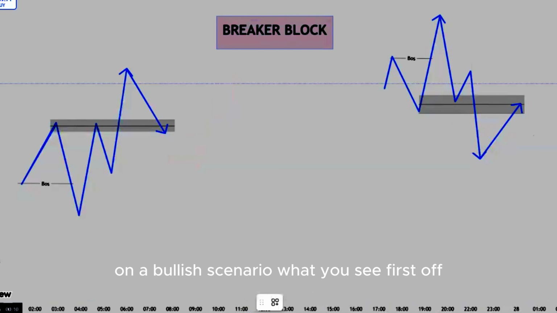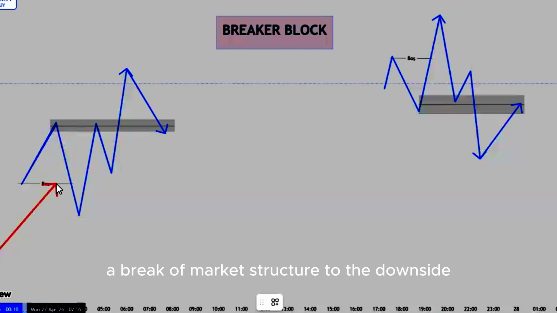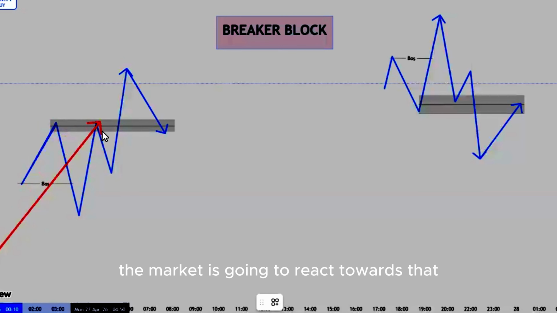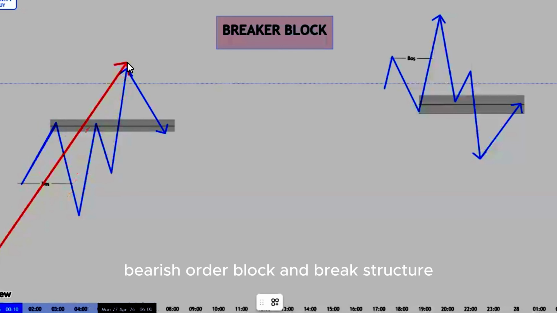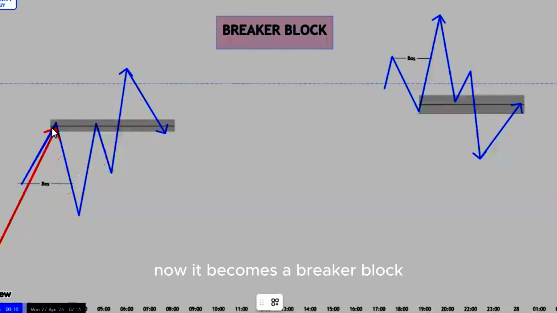In a bullish scenario, what you see first off is that the market is going to leave a break of market structure to the downside and a bearish order block. The market is going to react towards that bearish order block and break structure, retracing back to that breaker block. Now it becomes a breaker block.